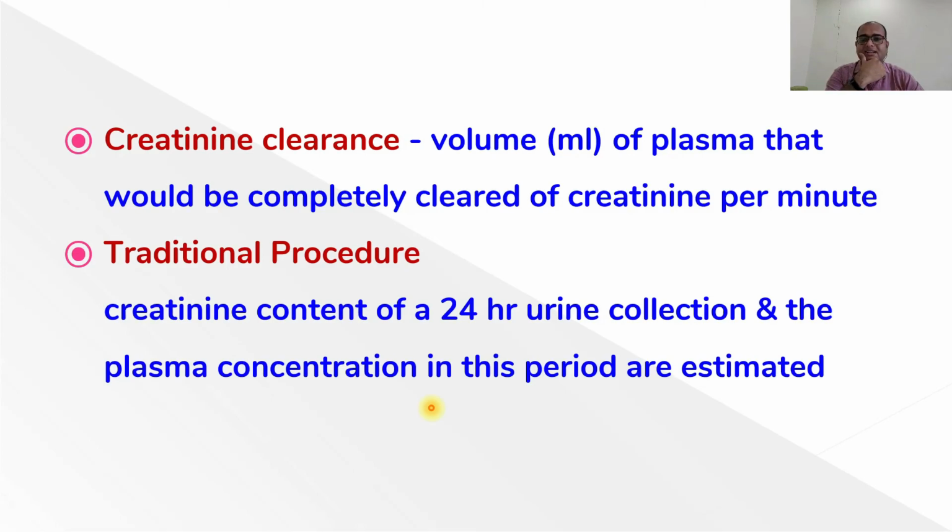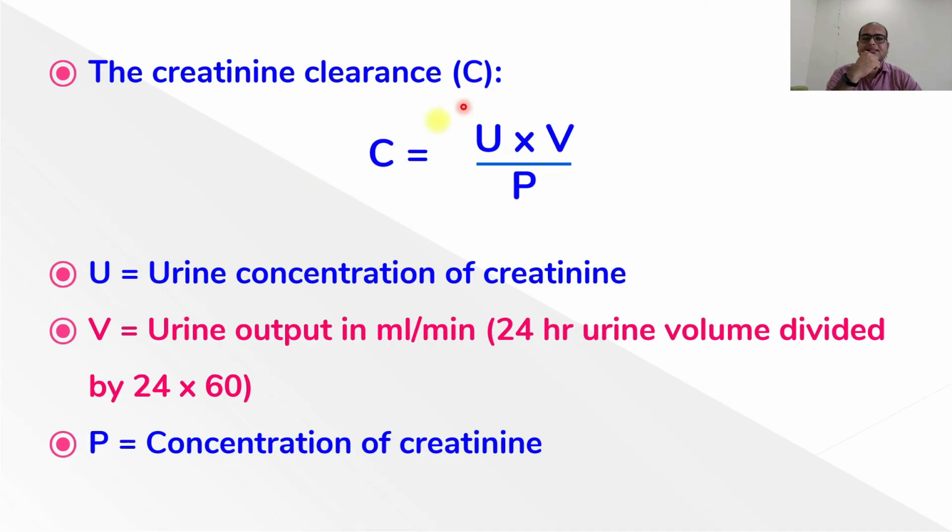So creatinine clearance means the volume of plasma that would be completely cleared of creatinine per minute. Traditionally, we take a 24-hour urine collection, and during that period we measure the plasma concentration as well, and we can utilize the same equation. Urine is the urine concentration of creatinine, and output is in ml per minute. So we are collecting 24-hour urine, and we divide it by 24 into 60, that is 24 hours into 60 minutes, and the plasma concentration at the same time.